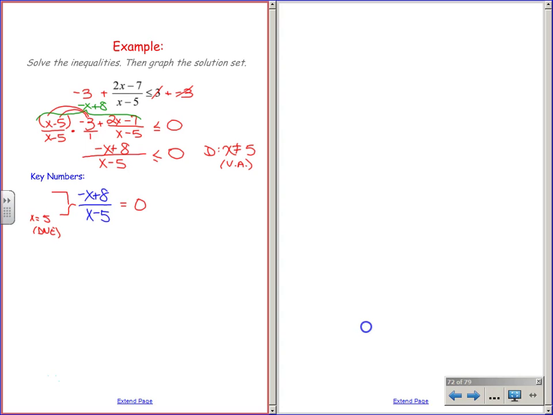The top equal to 0, negative x plus 8. Don't we just need x to equal 8? Yeah. That's my 0. So you guys tell me, what do we do with those numbers now that we have them, 8 and 5?